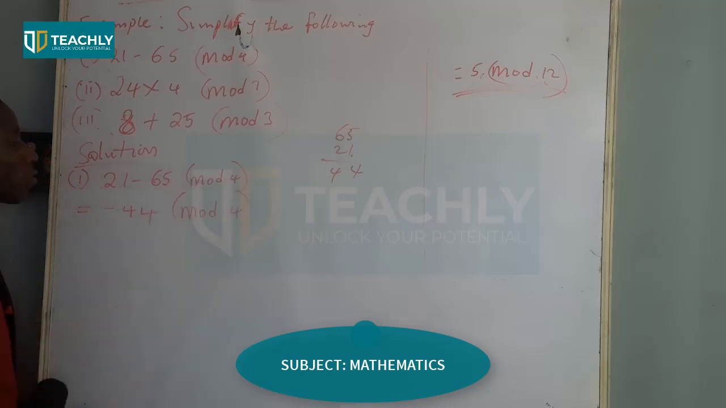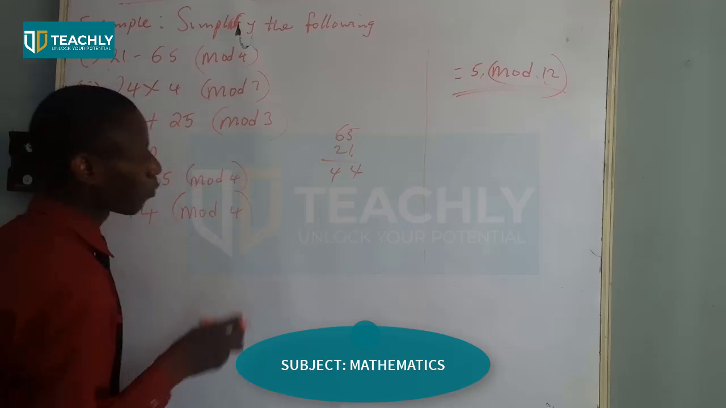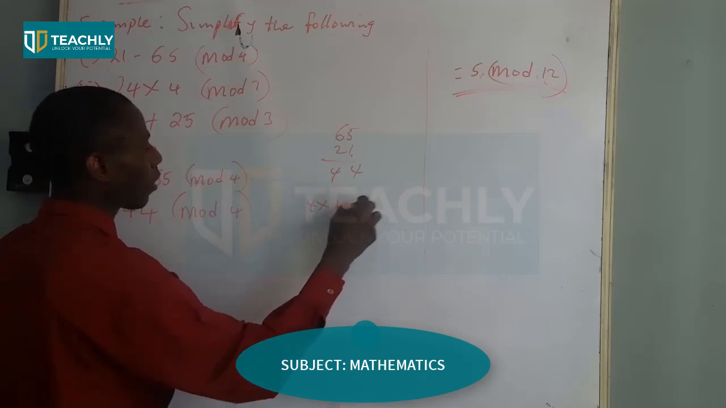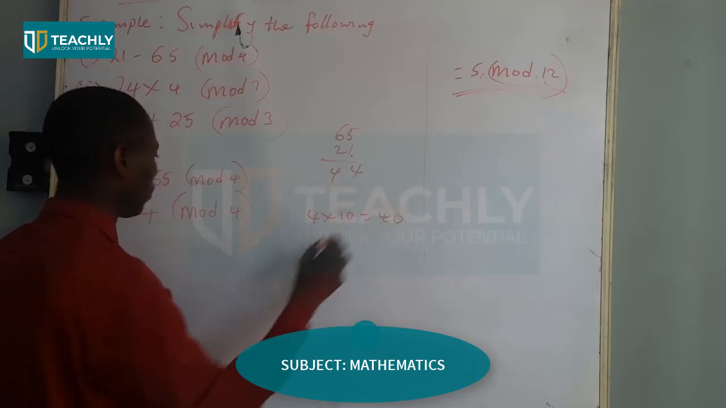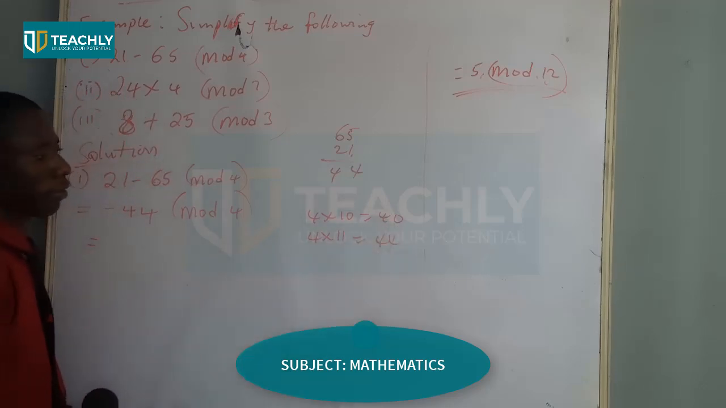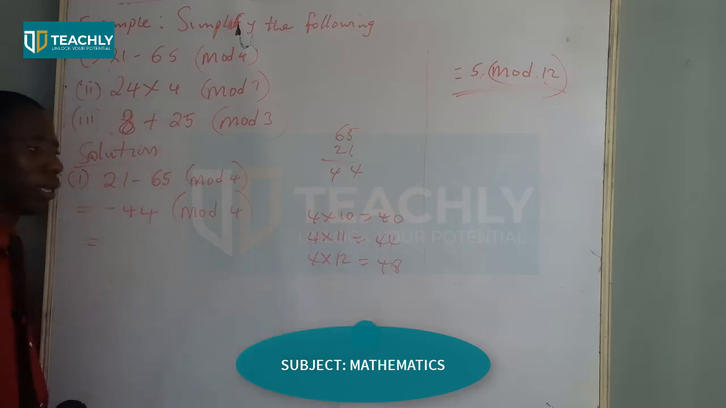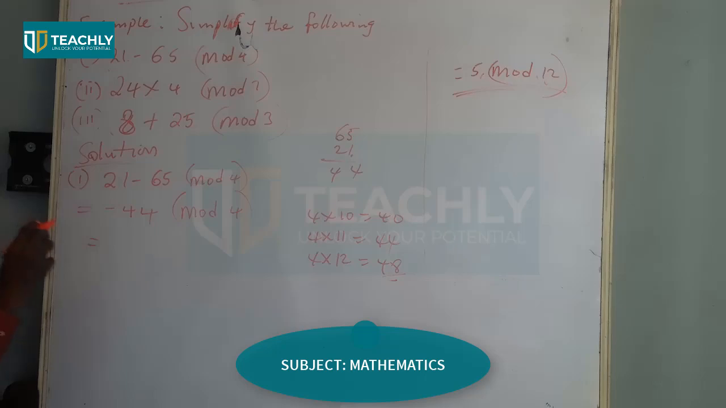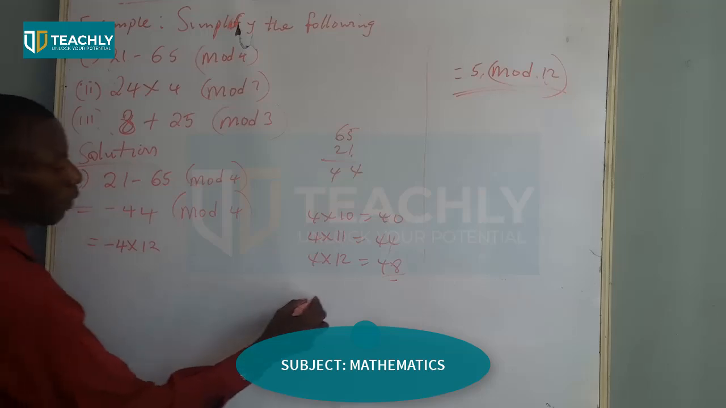So the next thing is to look for a multiple of 4. 4 times 1 we have 4. You can say 4 times 10, that's 40. You can say 4 times 11, that is 44. You can say 4 times 12, that's 48. I can say minus 4 times 12, it will give me minus 48.